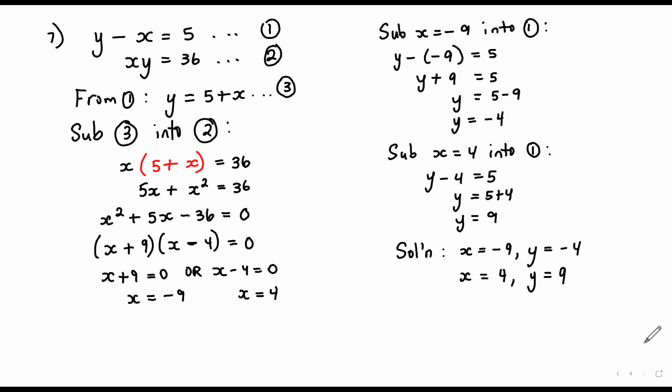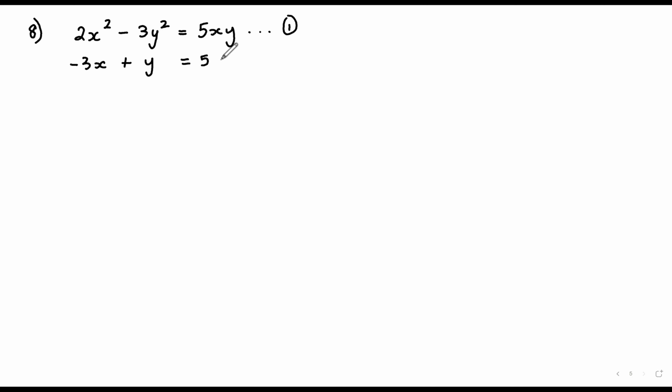Okay. And that'll be the last one for today, guys. So say we have 2x squared minus 3y squared is equal to 5xy, and then minus 3x plus y is equal to 5.